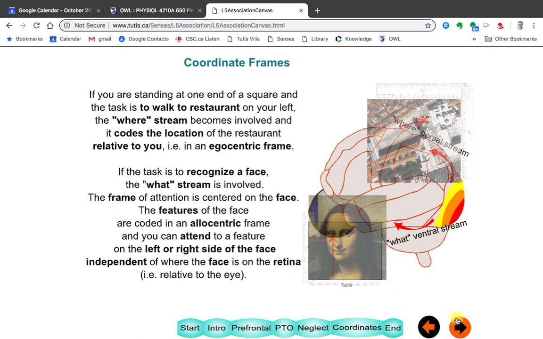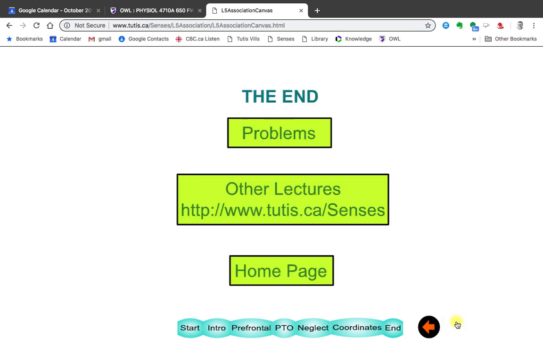Okay, so imagine that if you're standing in the square and you want to walk to a restaurant, the where stream will be involved in coding the location of the restaurant with respect to you in an egocentric frame. In contrast, when you want to recognize a face, the what stream is involved in telling you what the details are of the face, of the features of the face with respect to the face itself. And that's it.